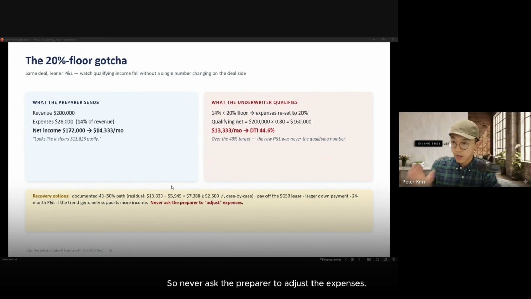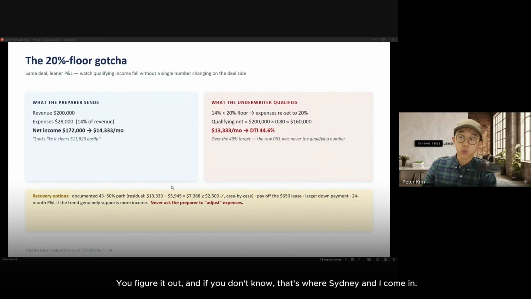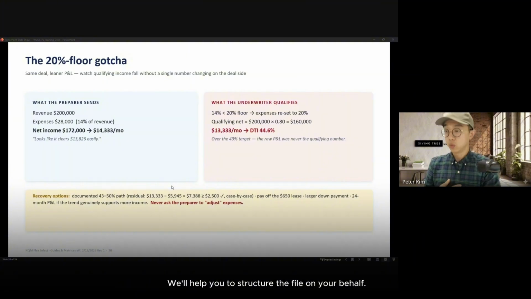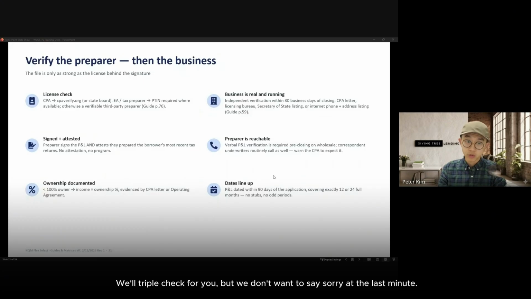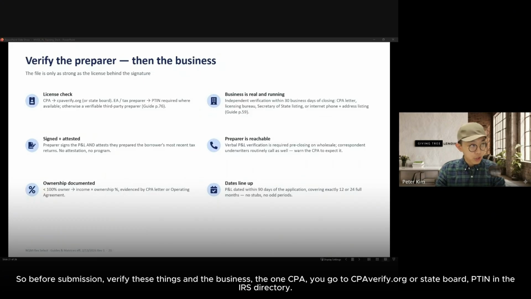So never ask the preparer to adjust the expenses. You figure it out. And if you don't know, that's where Sydney and I come in. We'll help you to structure the file on your behalf. We'll triple check for you, but we don't want to say sorry at the last minute. So before submission, verify these things and the business.